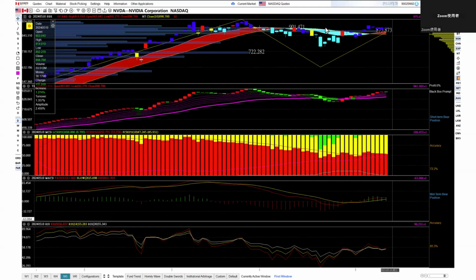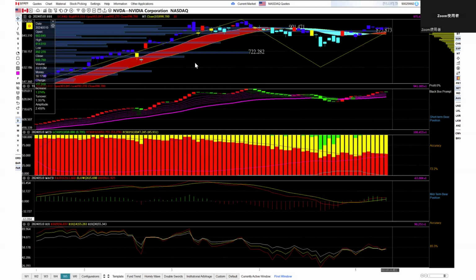Okay, so at the same time, you will find that there are 4 different types of candles. Sorry, the 4 different colors of the candles. Red candles, yellow candles, light blue candles, and also the dark blue candles. Okay, so each color represents different trends.